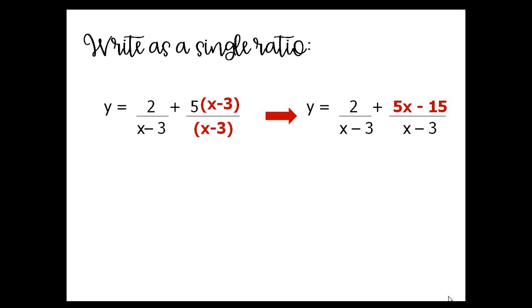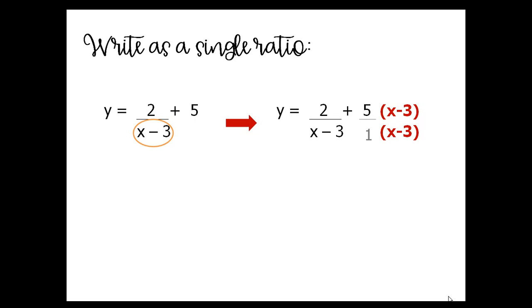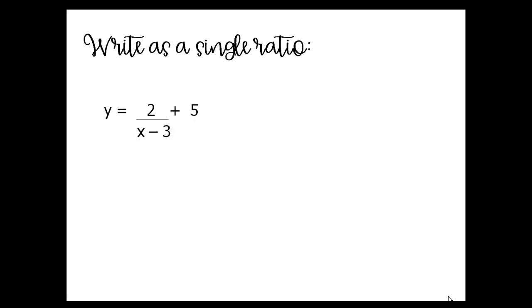And then really from here, I'm just going to clean it up a little bit. So I distributed in the 5, and the denominators are the same. So I'm just going to add like terms on the top. So we have 5x minus 13 over x minus 3. That is the same rational function as the original problem back over here, just written in a slightly different fashion.